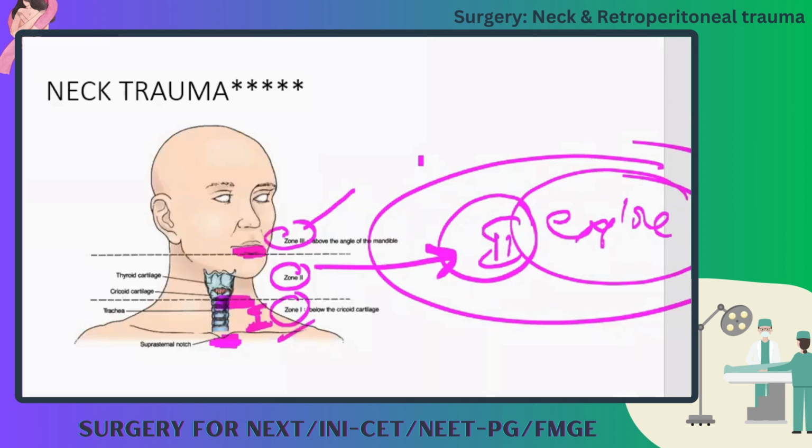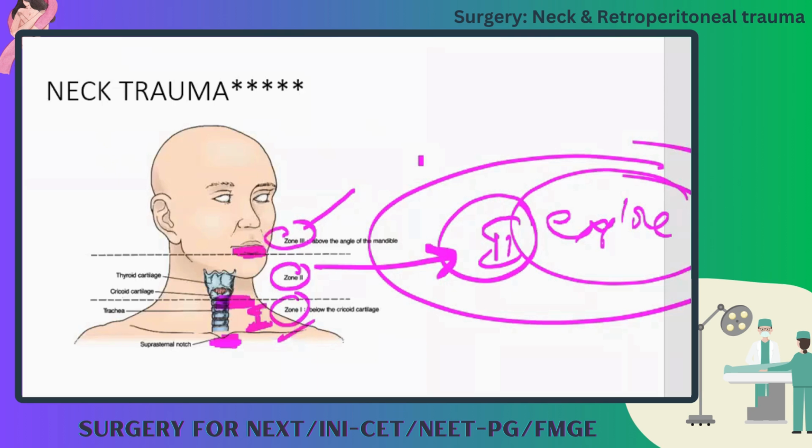The major vessels will be lying here, right? Carotids, jugulars, everything will be lying here only. So any penetrating wound, we have to explore and see whether there is any vascular damage or not. Okay?